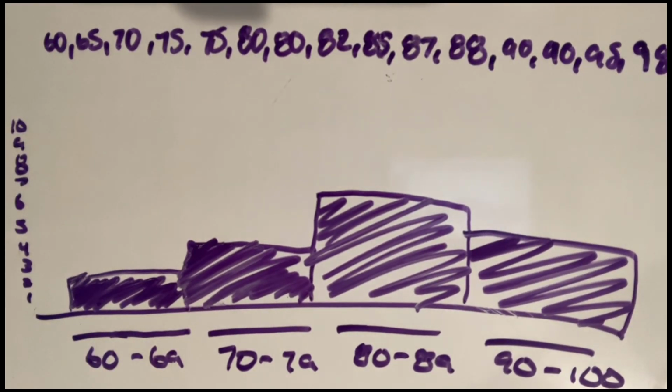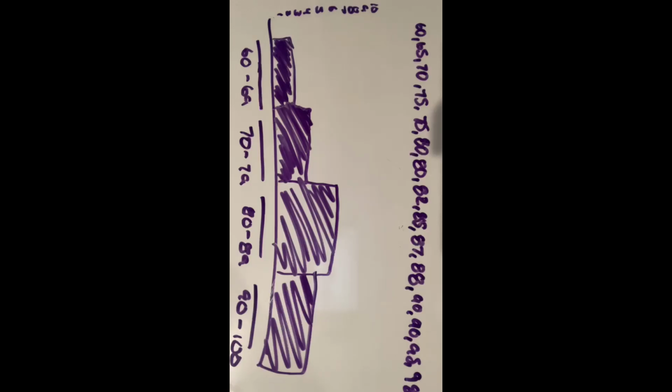Another reason why this data is clustered is because most of the data is centered between 80 and 100, which is the upper middle range. Values aren't evenly spread across all the bins, and the data has more concentration in one centered spot, which is the 80 through 89 bin.